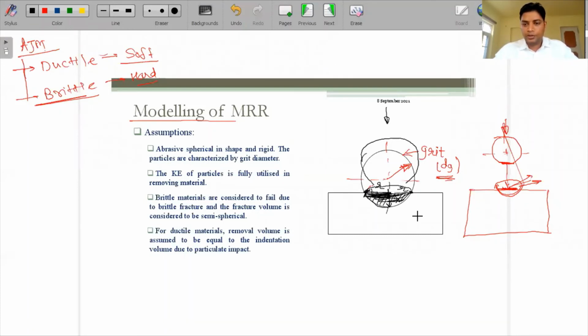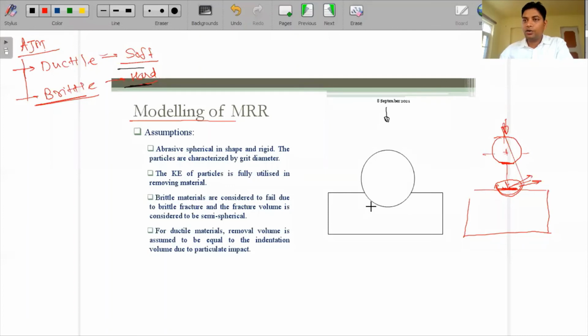So this is the material removal process, or how the material is removed exactly in the brittle material, guys. So this is for the hard material. Next, consider the ductile material.